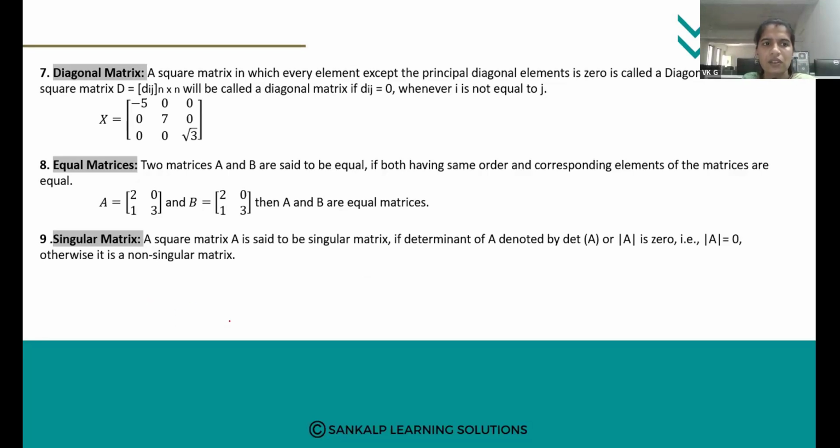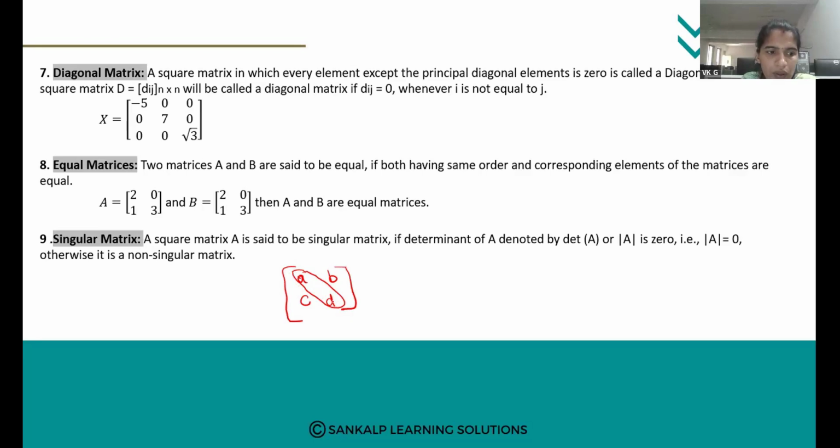Square matrix: A, B, C, D. A matrix with 2 rows and 2 columns, in which the entries from left top to right bottom are called the principal diagonal. Elements from left top to right bottom, and the elements are known as diagonal elements.